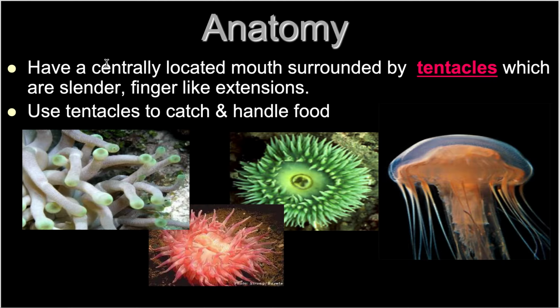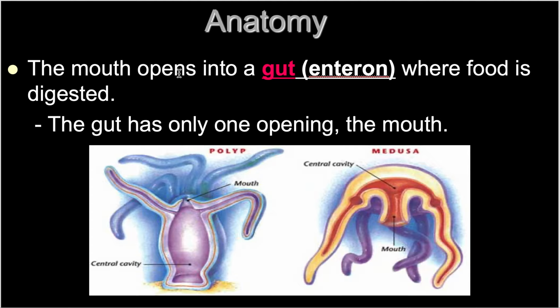They have a centrally located mouth that's surrounded by tentacles, which are slender, finger-like extensions, and they use these tentacles to catch and handle their food. Their mouth opens up into a gut, which is called an enteron, where food is digested. The gut only has one opening, though, which is the mouth. So everything enters and exits out that one opening. They basically throw up all the waste.